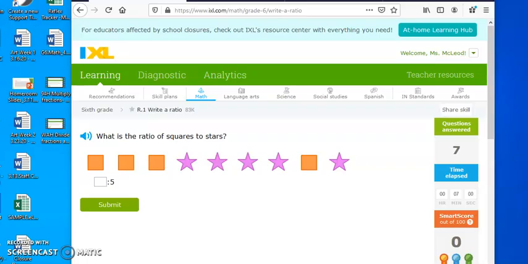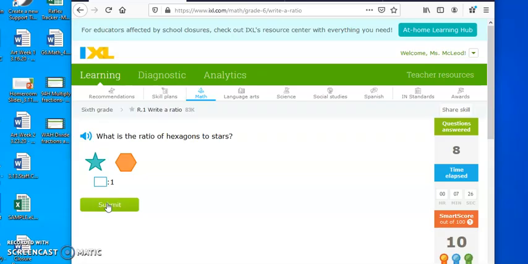So the first problem is, what is the ratio of squares to stars? They already gave us the amount of stars, which is 5. So how many squares do we have? We have 1, 2, 3, 4 squares. So in that box, I'm going to write 4. There's 4 squares to 5 stars.